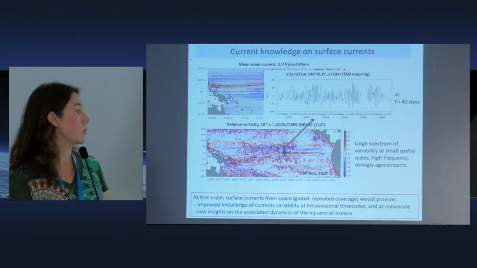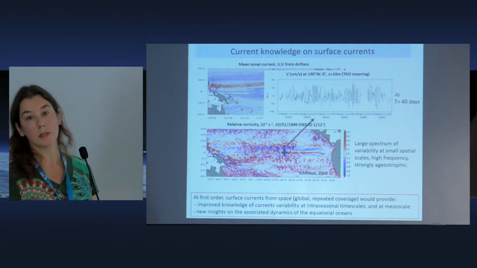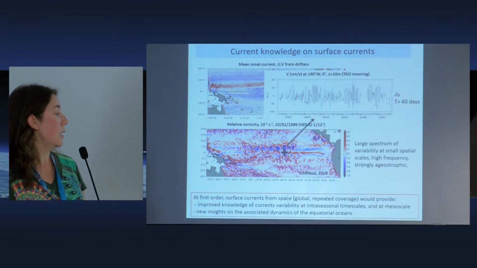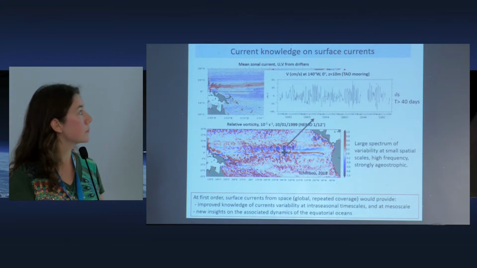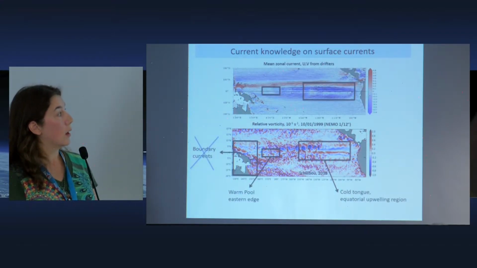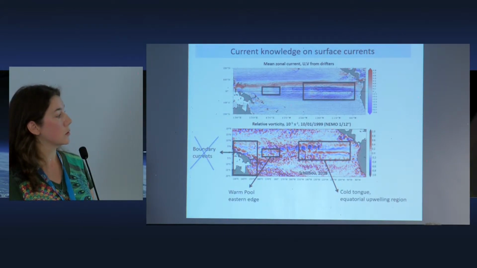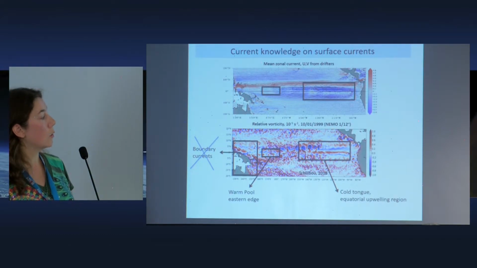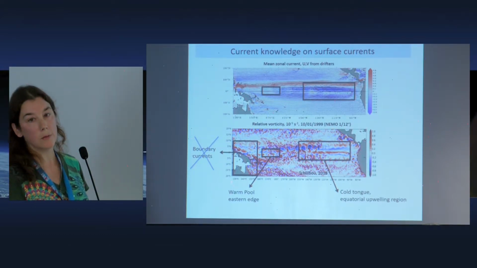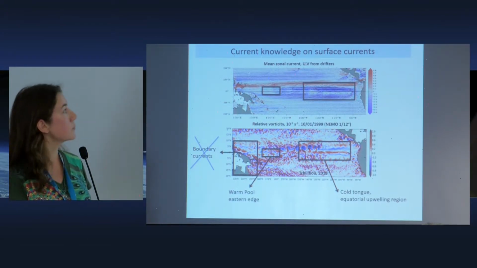So at first order, surface currents from space with a global and repeated coverage would provide improved knowledge of the current's variability at intraseasonal time scale and at mesoscale, and thus new insight on the associated dynamics of the equatorial oceans. So in this talk, I will focus on two regions, on the processes in two regions. So in the Cold Tongue equatorial upwelling region that Fabrice mentioned this morning, and on the Warm Pool eastern edge. I won't have time to explain to you the processes in the highly variable boundary currents.